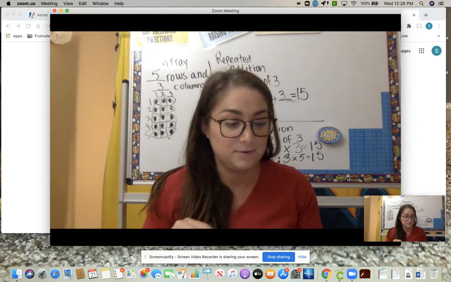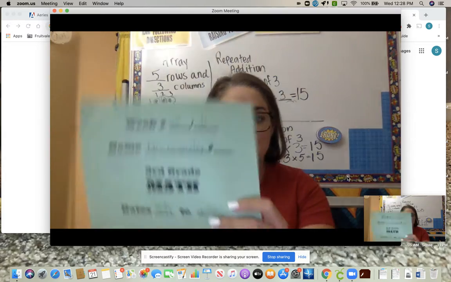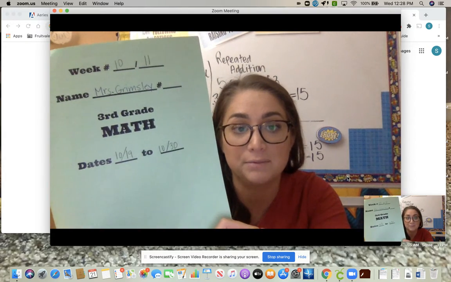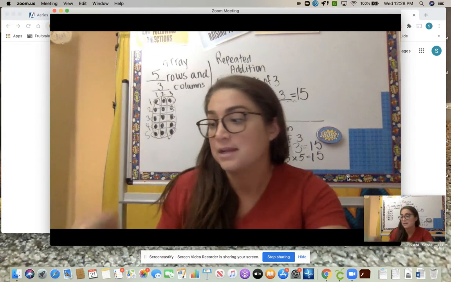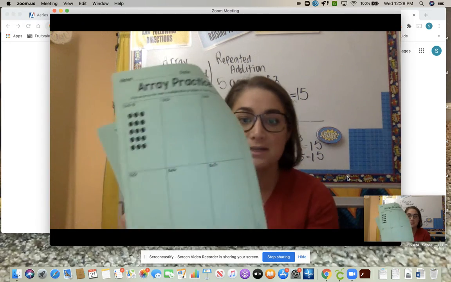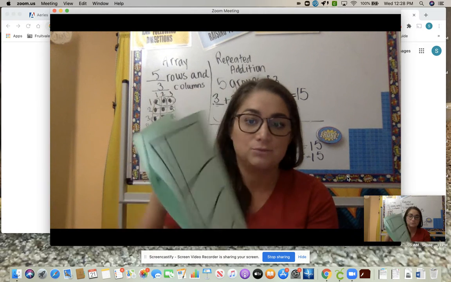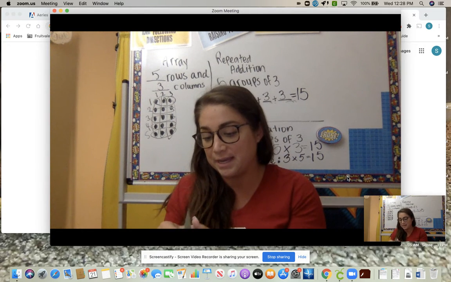So if you get out, it's green. I know sometimes the camera changes the color. So green packet, weeks 10 and 11. And you're going to turn to, I'll show you. The back is the array. We're not doing that yet. And we have the array city. We're not doing that yet. Flip it again.